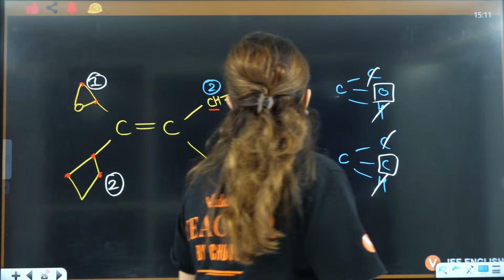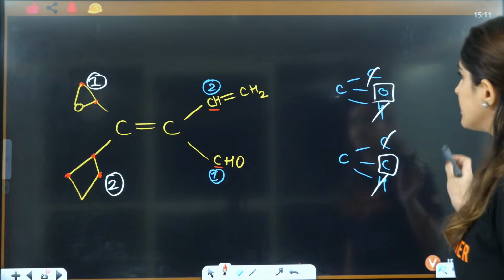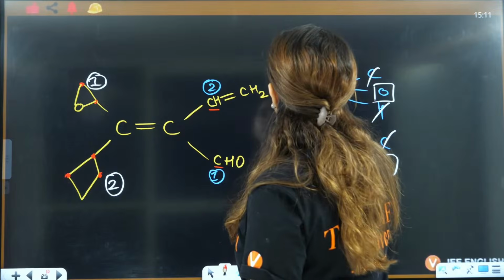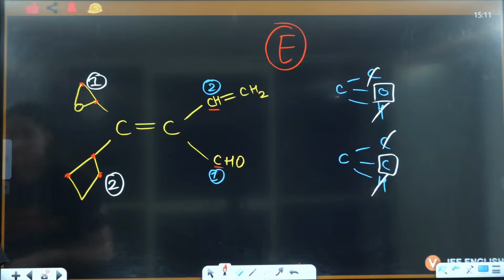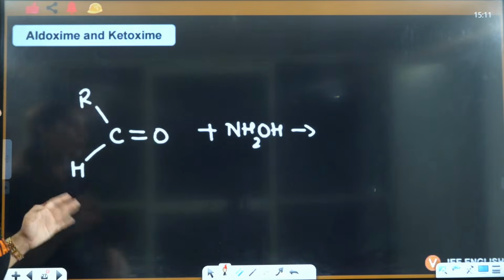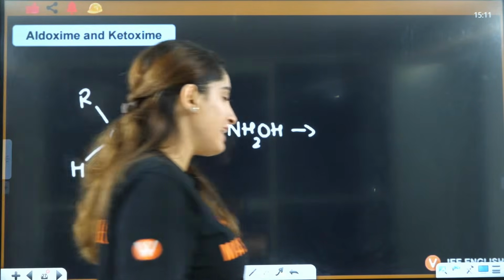So let's see this here. So this will be 1, 2, 2, 1, that means E will be the configuration in this case, right? Okay. Now next is anti and syn.